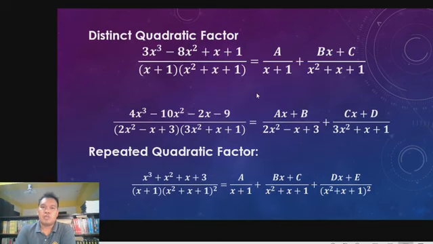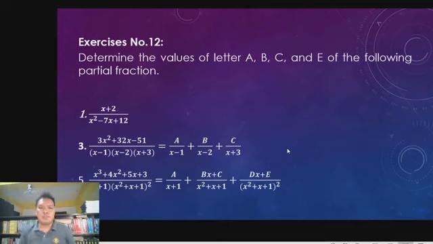Then, we have distinct quadratic factors. Ganito po yung magiging itsura niya. So, we have A, yung value ni A is yung sa binomial lang na terms. Then, yung Bx plus C is kapag mayroon tayong quadratic terms na dito, no? Same din dito sa baba. Okay? So, para mas maintindihan natin yung kaninang pinag-uusapan nating partial fraction, mag-example na lang tayo.